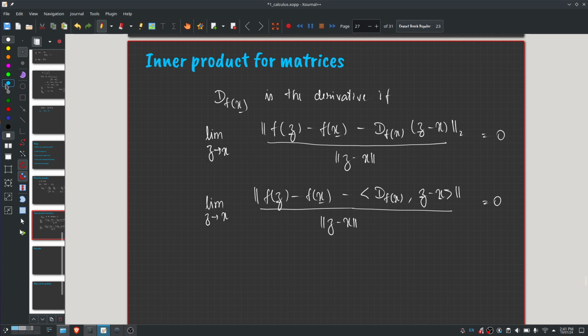Where here I'm assuming that f is some function on a metric space to R, where I can define an inner product. So for example, if z and x are matrices and f is a function over matrices, then effectively what this boils down to is the function evaluated on matrix z minus the function evaluated on matrix x minus the inner product between these two matrices. So this quantity should tend to 0. Okay, so let's see a concrete example of this particular case.